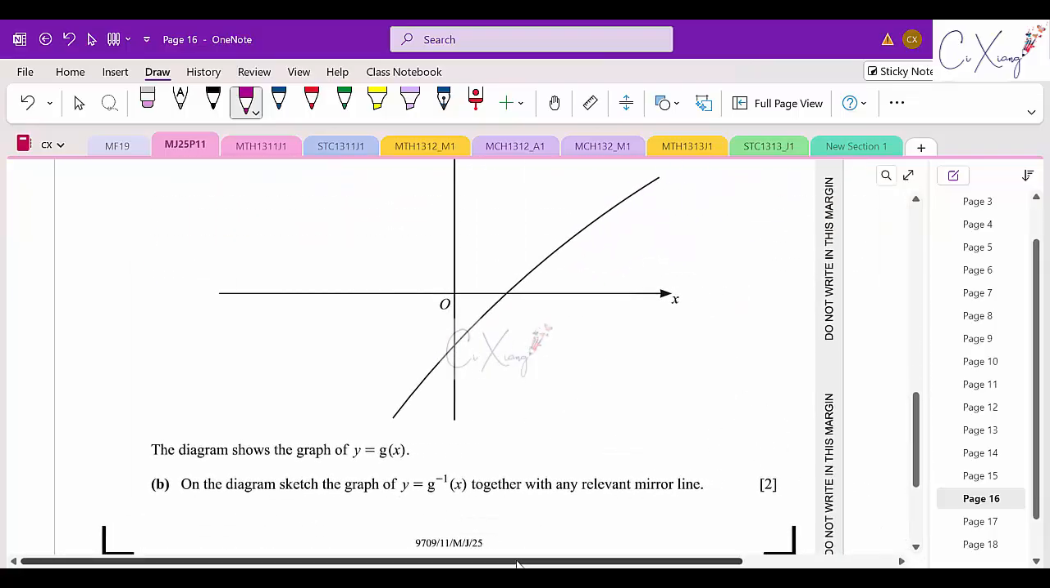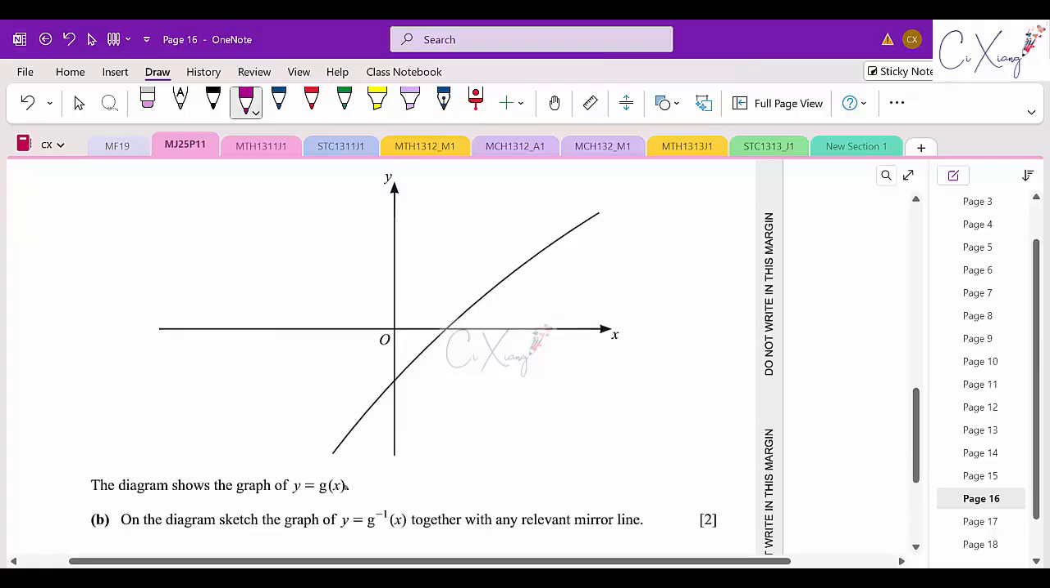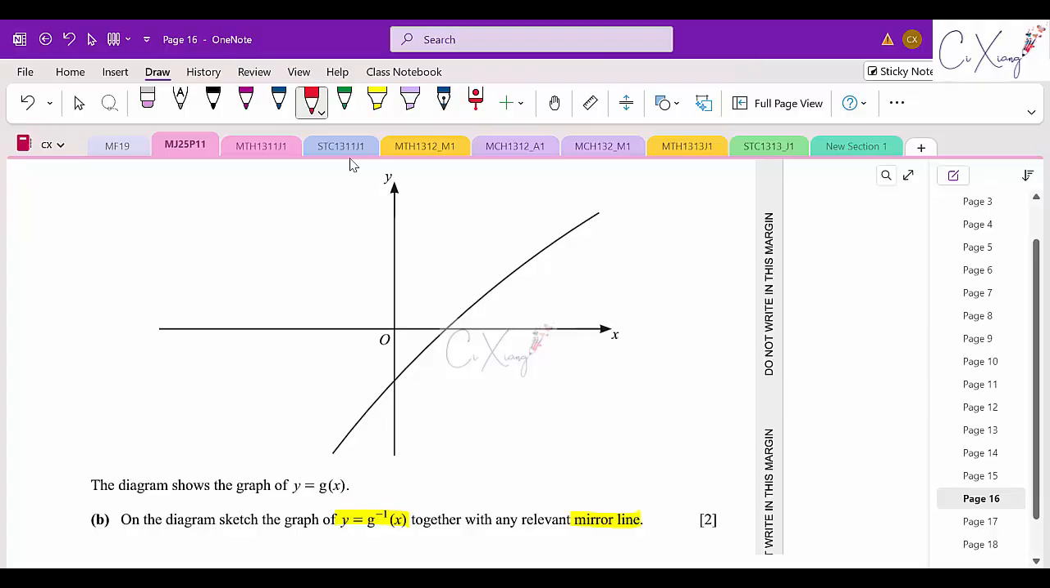Now they show us a diagram again, and they say this is the graph of g(x). They want us to sketch the diagram of g inverse x together with any relevant mirror line. For an inverse function and the original function, they reflect each other at y equals x. So y equals x will be the mirror line.